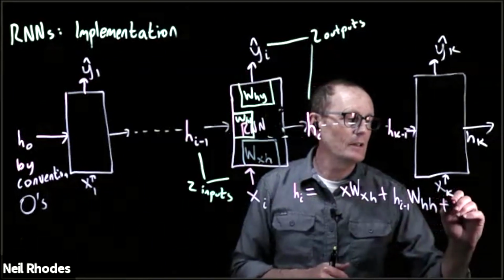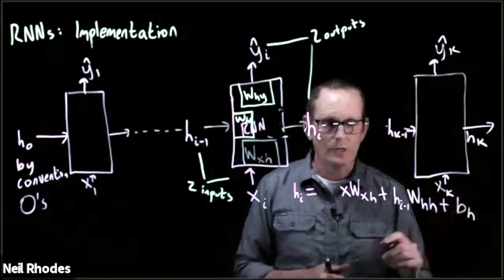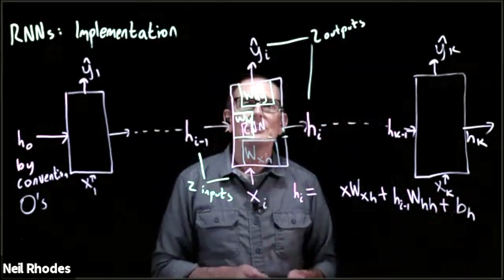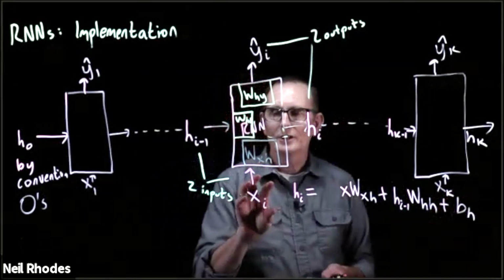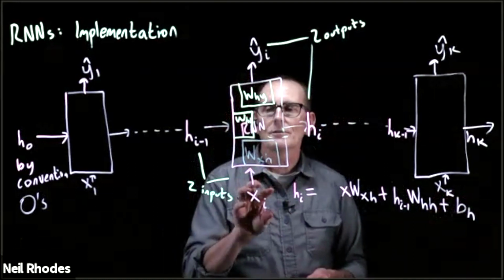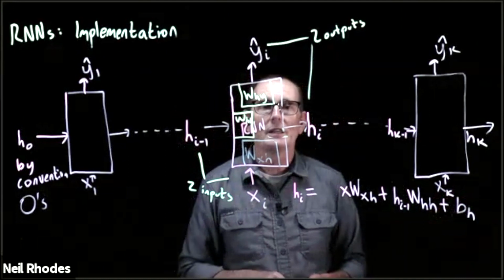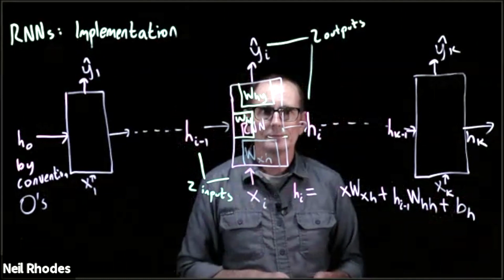And then finally, we're going to add a bias. So this is almost the simplest thing we could possibly do to do some linear transformation of X, of H, and combine them together.